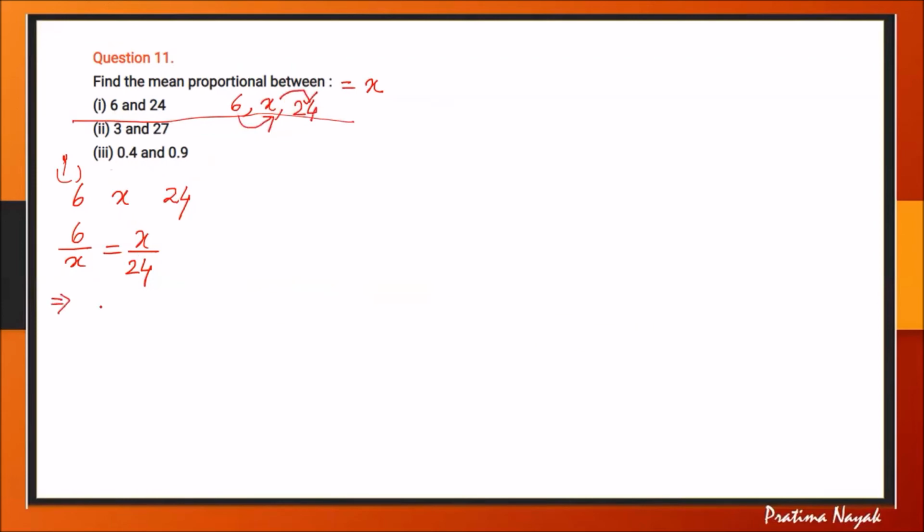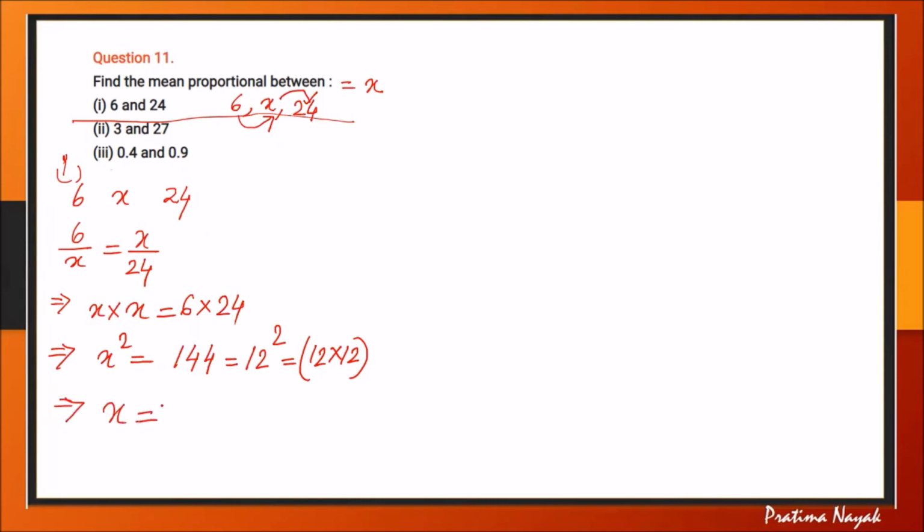So ratio of 6 to x is ratio of x to 24. Or I'll cross multiply, x into x is equal to 6 into 24. Then this is square of x and this is 144. 144, it is square of 12. Why? This is your 12 into 12. 12 into 12 is 144. So this gives you x is equal to 12. This is part 1. Coming to second part.